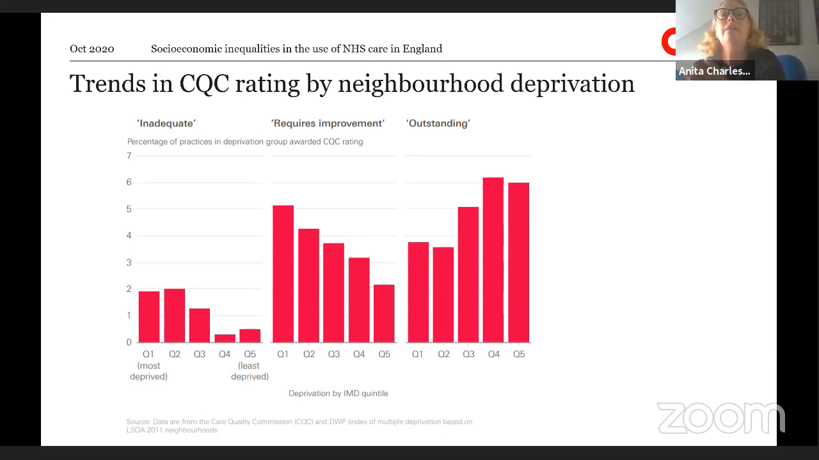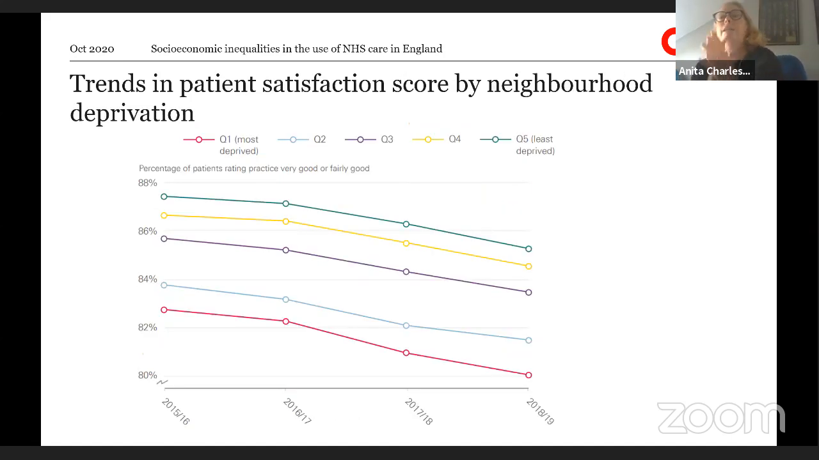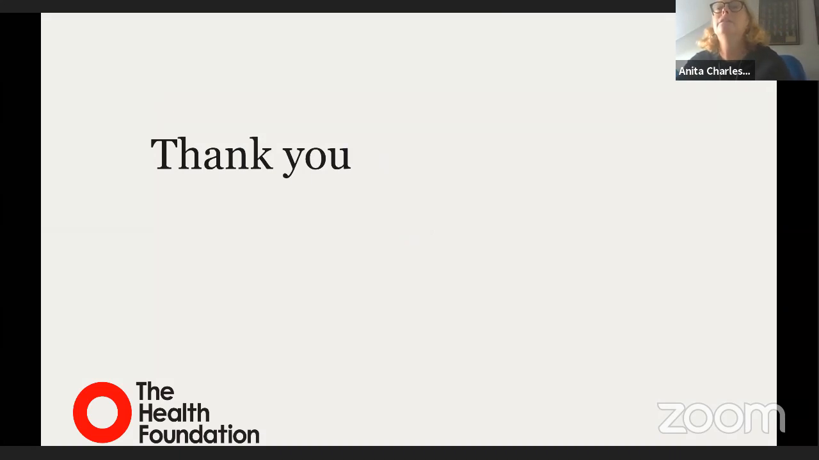have, we certainly see that the Care Quality Commission that rates GP practices finds that there are fewer outstanding GP practices in areas of deprivation, more inadequate, and more who are in the category of requiring improvement. And finally, we do see that patient satisfaction is lower in the most deprived areas. Patient satisfaction with primary care is falling across the board. It is falling most in deprived areas, which already had the lowest level of satisfaction. So I'll hand over now to Martin.